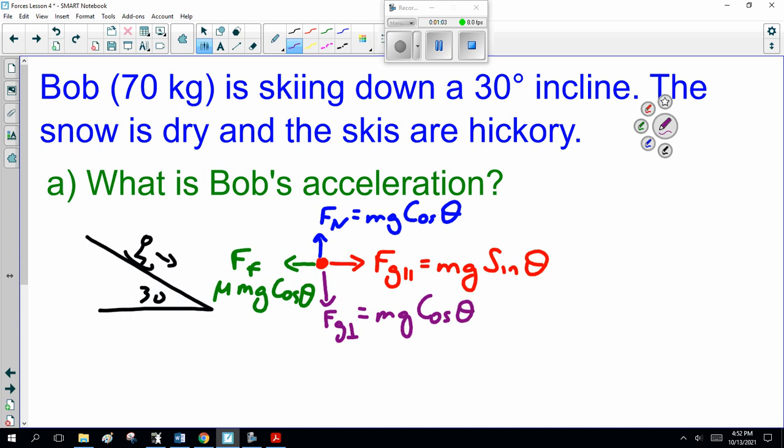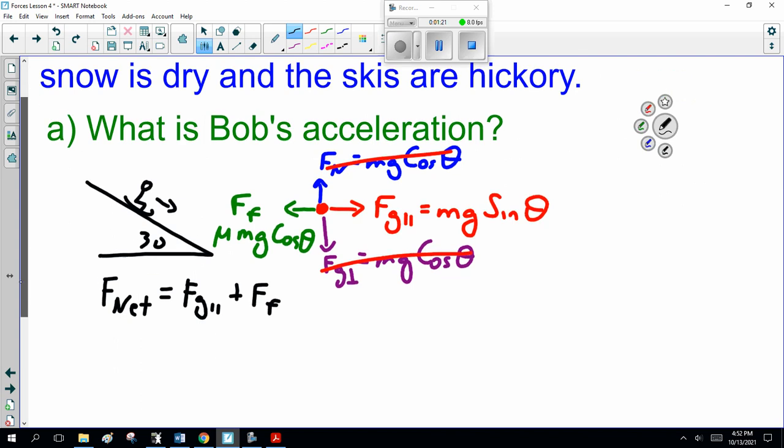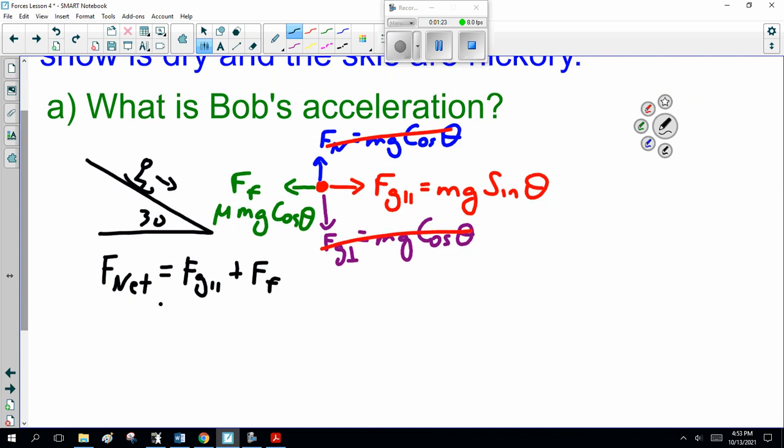So, he's not going up, he's not going down, he's going sideways. So, F net is the sum of the forces. It's force of gravity parallel plus force of friction. So let's plug some numbers in. That's mg sine theta minus mu mg cos theta.